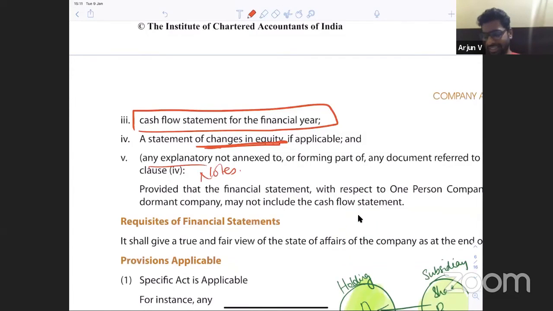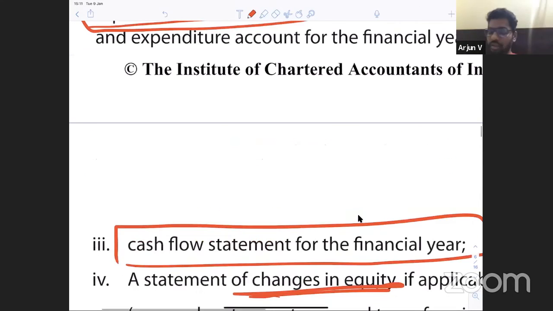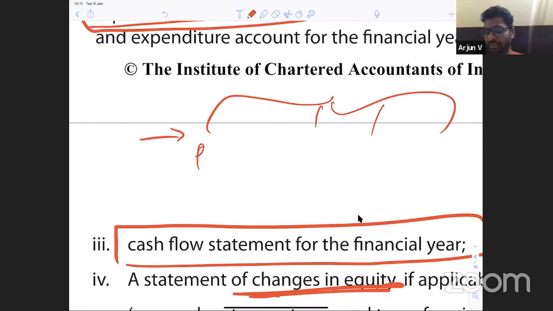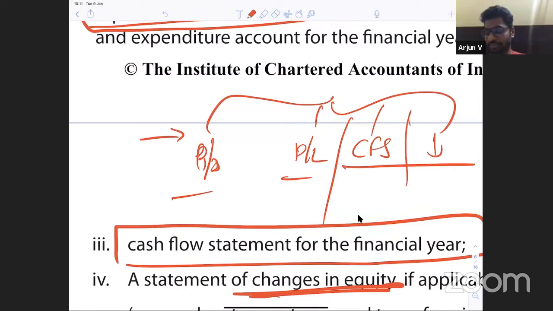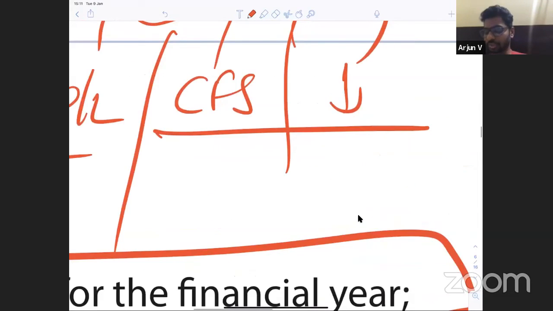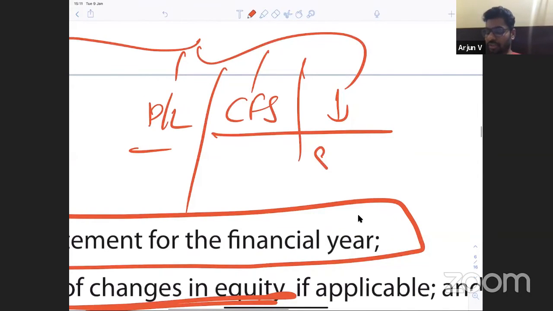So basically, for the final accounts of a company, I have balance sheet, profit and loss account. Then we have cash flow statement. Apart from it, I have something called as statement of changes of equity.